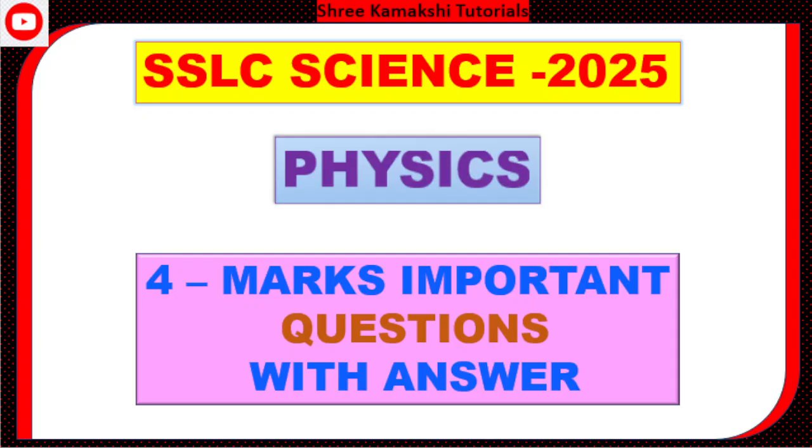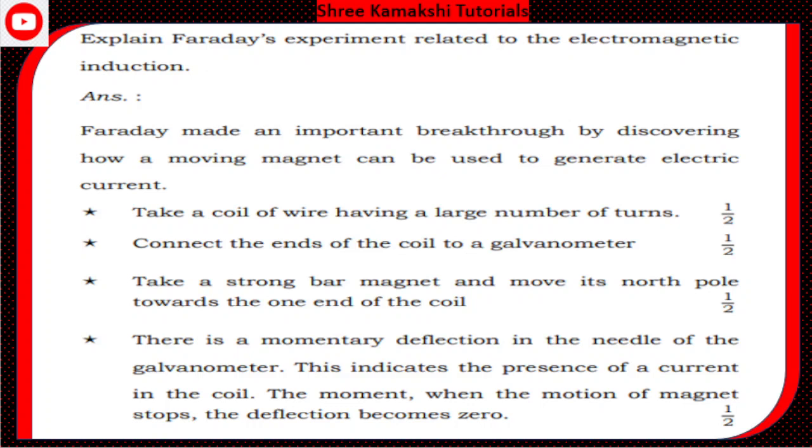Today's 4 marks first important question is: explain Faraday's experiment related to electromagnetic induction. This one is the most important experiment. Faraday made an important breakthrough by discovering how a moving magnet can be used to generate electric current.